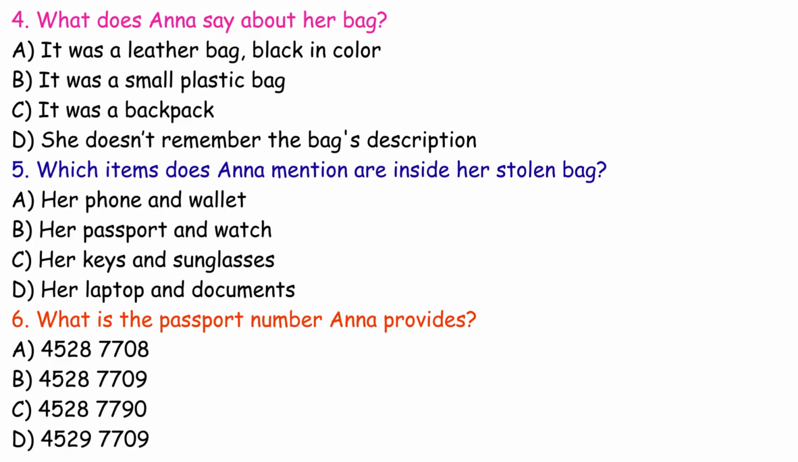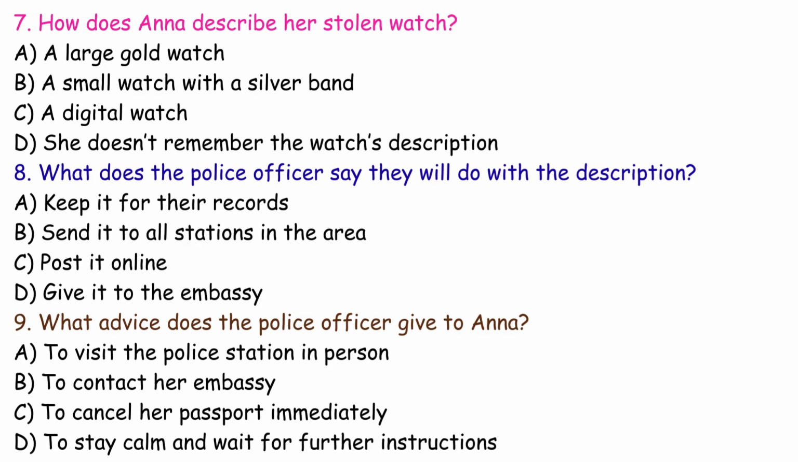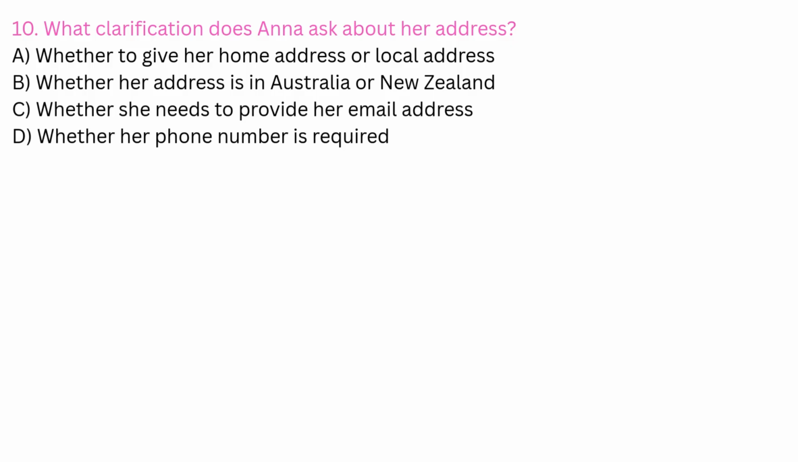I see. Do you know the passport number? Yes, I think it's 4528 7709. No, 7709. Oh, and can you tell me what kind of watch it was? I can't remember the make, but it was quite small, with a silver band. Okay, no make, but it's a small silver watch. We'll get this description sent round to all the stations in the area. Meanwhile, I suggest you get in touch with the embassy.